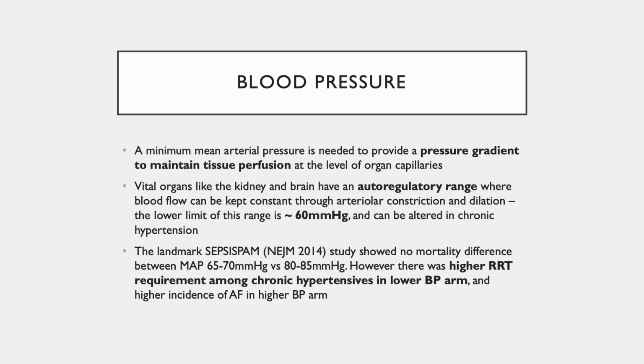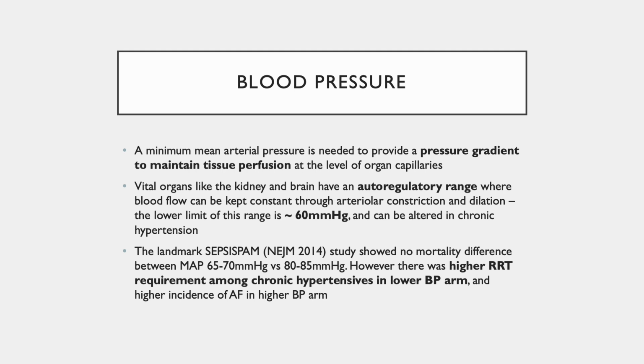A minimum mean arterial pressure is needed to provide a pressure gradient to maintain tissue perfusion at the level of the organ capillaries. Vital organs like the kidney and brain operate within a blood pressure autoregulatory range where blood flow can be kept constant, and this is described to have a lower limit of approximately 60 mm mercury. Of note, this may be shifted upwards in chronic hypertension.